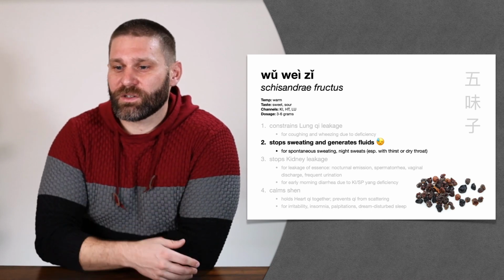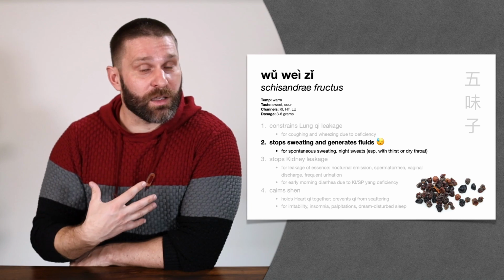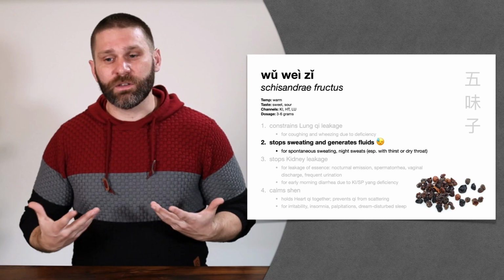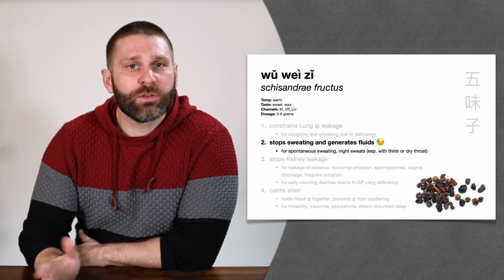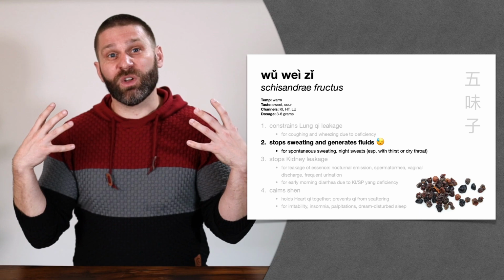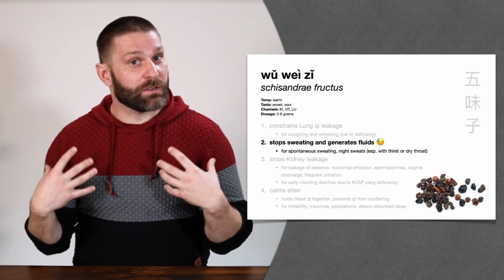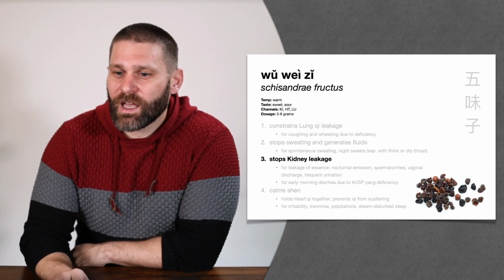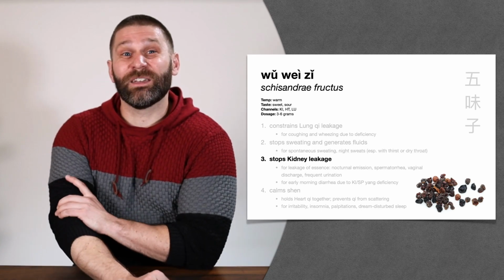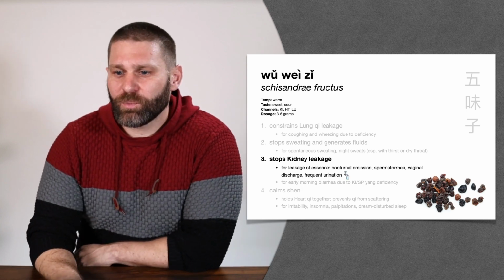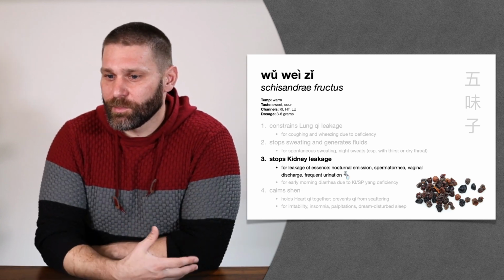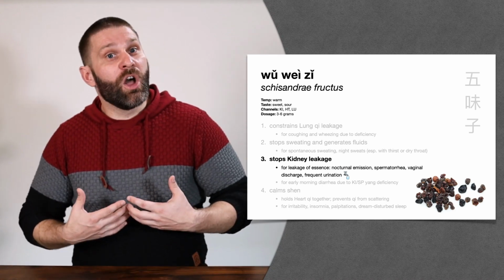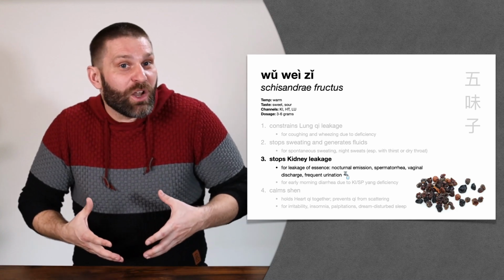And usually this is especially when there's thirst or dryness accompanying it, because we're not only stopping the sweating, we're also generating fluids to treat dryness and thirst as well. So those are the main functions of Wuweizi in terms of astringing the lung. It's good for coughing and wheezing, and it's also good for sweating, both daytime sweating and nighttime sweating. But besides that, we can also say Wuweizi has an action of stopping kidney leakage as well. So we can have leakage of essence like nocturnal emission, spermatorrhea, vaginal discharge, or frequent urination. So all those symptoms of lower jiao leakage when the kidney is not holding things in.